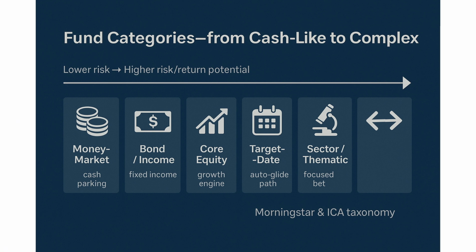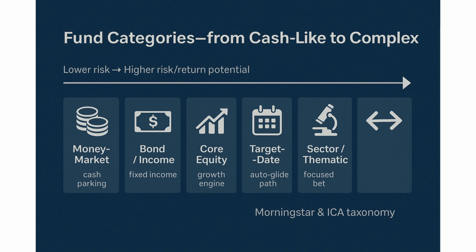Another one is core equity funds. Large cap US blends are the workhorse. So you can think of VFIAX, tracking the S&P 500. Or growth and value style boxes like FCNTX and VVIAX. Equity funds supply long run capital appreciation, but come with volatility.